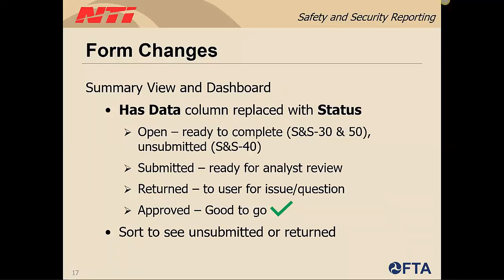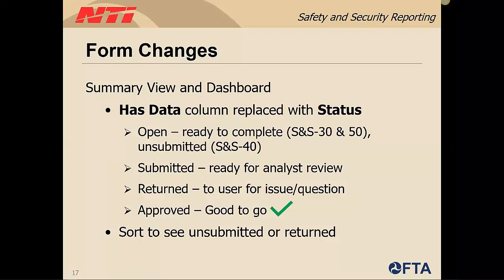I'm also sure you have noticed that the old has data column has been replaced with a report status column on both the summary view and on the dashboard. This launched around the end of June. So there are 4 status levels you will see.